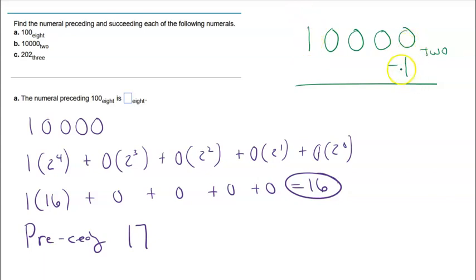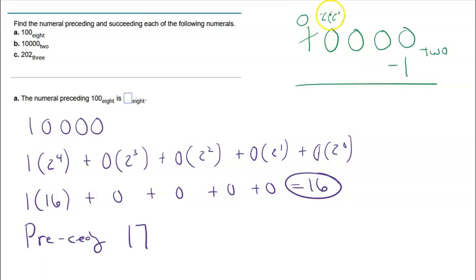I've got to borrow, right? All these zeros, I've got to go all the way over here. Okay, and that's 1 times 2 to the 4th. Now that's 2 times 2 to the 3rd. I'm just rewriting what this is in the thirds column. Now this is knocked down to 0.